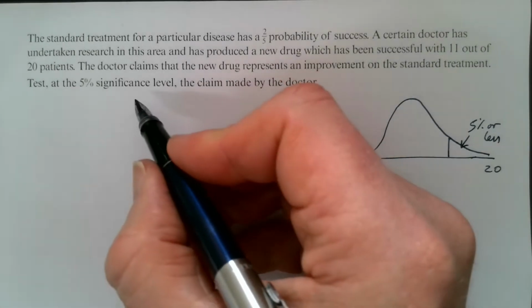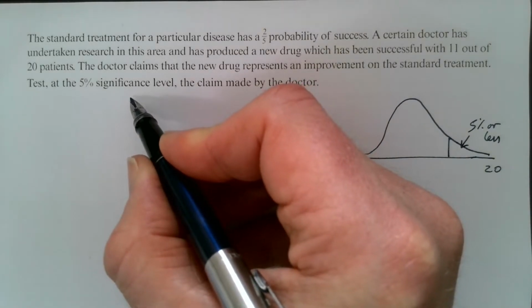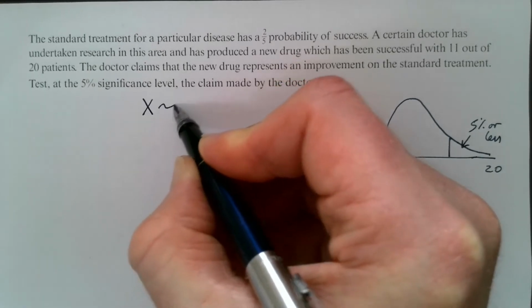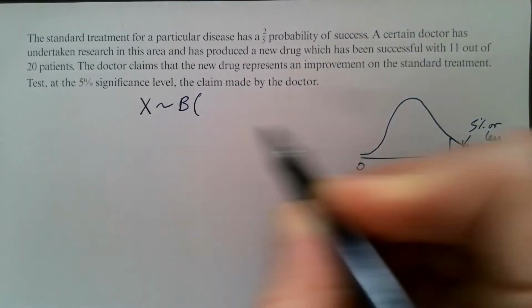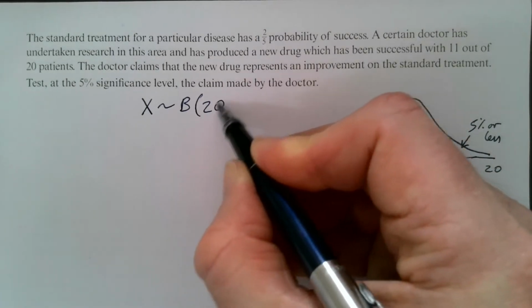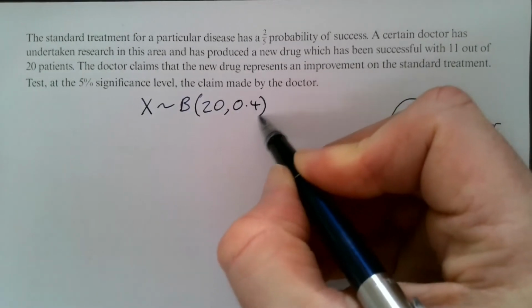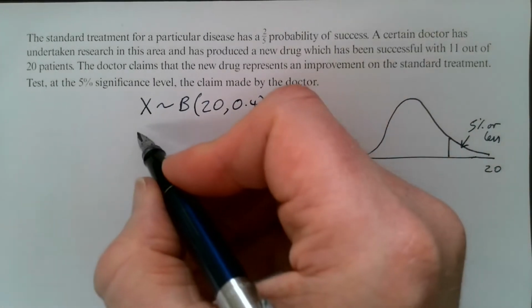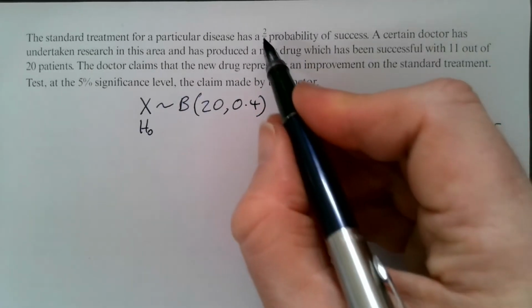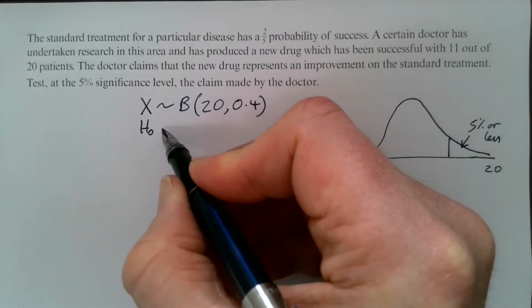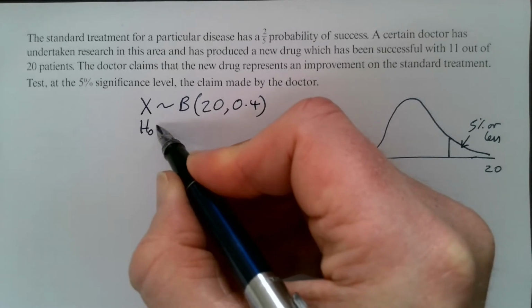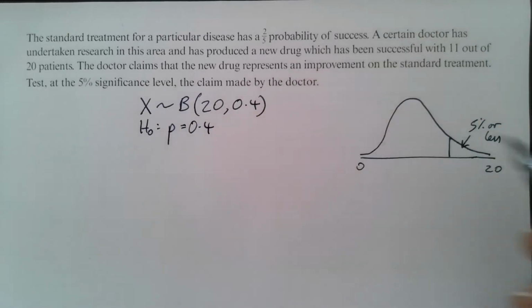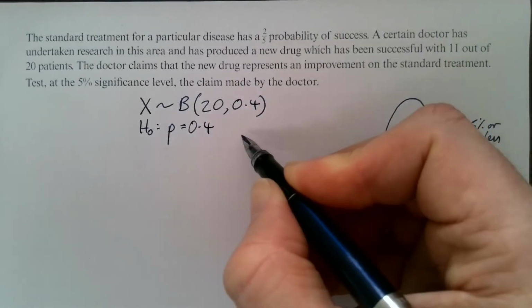We could be saying that our x is going to be represented by a binomial with 20 tests, and our probability is 0.4. And we haven't been asked about hypotheses, but the null hypothesis would be that it stays the same as what it was, even though that's not what the doctor wants. So the null hypothesis would be the probability equals 0.4 or 2/5, doesn't matter. And the alternative hypothesis would be what the doctor's saying, which is that it's better than 0.4.